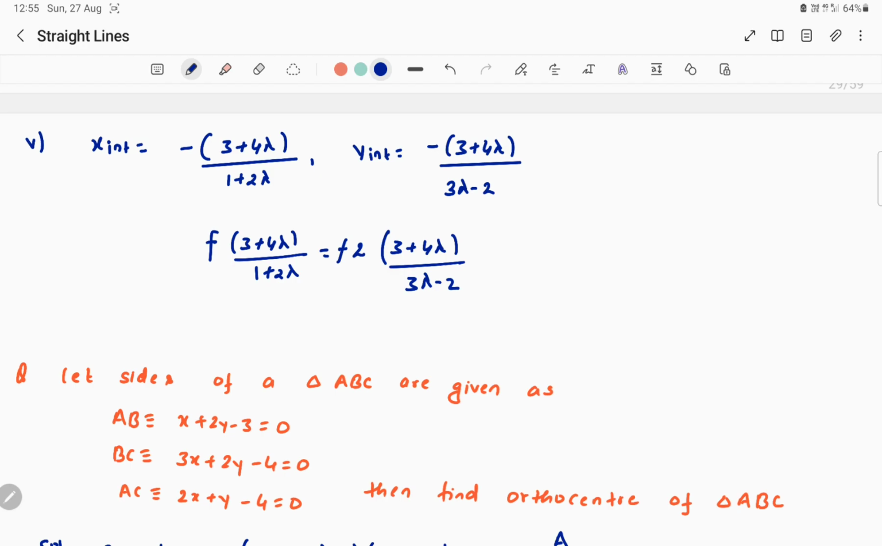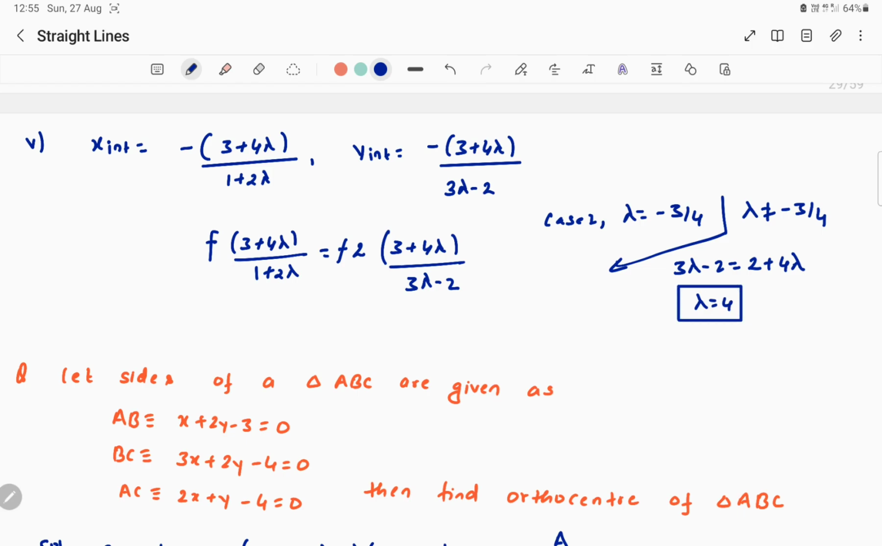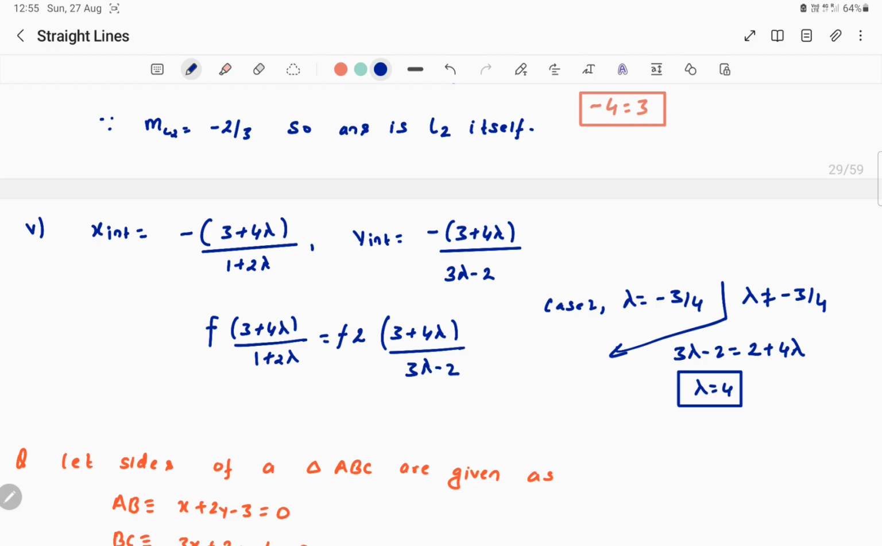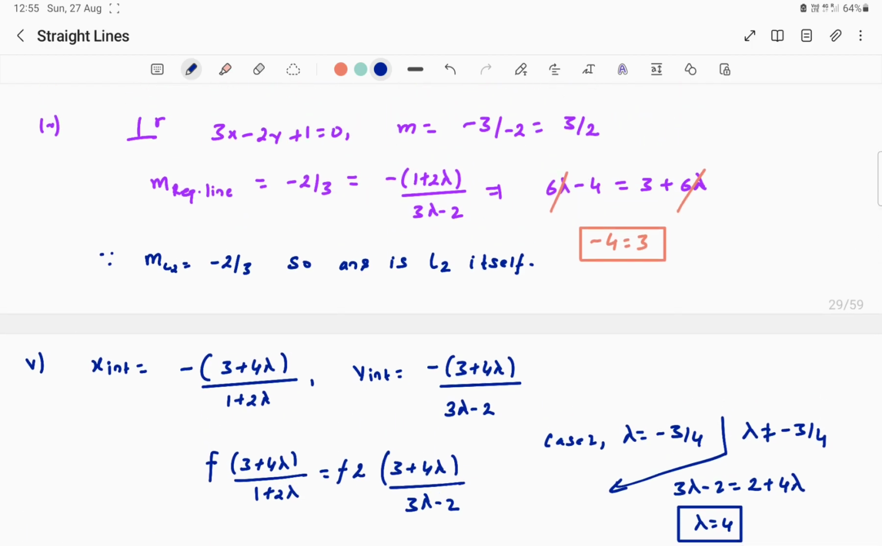So what you do, you bring it to the left hand side, or you can take two cases. Case number 1, that lambda is equal to minus 3 by 4. So 0 equal to 0 will come. Or take the other case, that lambda is not equal to minus 3 by 4. In that situation, you can cancel and you can do the cross multiplication. So solving the second part, you will get 3 lambda minus 2 is equal to 2 plus 4 lambda. When you bring this side, you get lambda is equal to 4. Is it okay? So now substitute lambda is equal to minus 3 by 4, substitute lambda is equal to 4, and see what result you are getting.